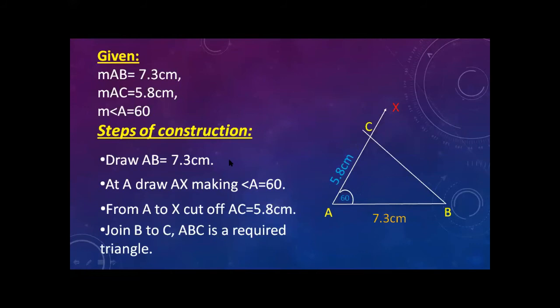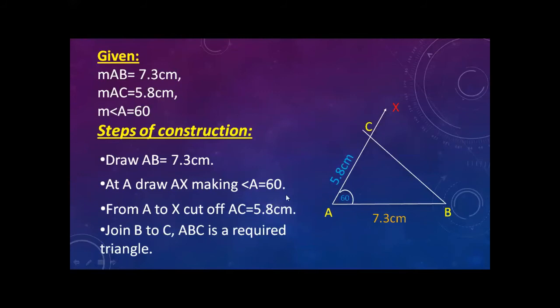So in this question, what we have done, I am repeating the steps. In step number 1, we have drawn a baseline of 7.3 centimeter. Then put your protractor on this point, that is point A, because angle A is given in the question and angle A is of 60-degree.